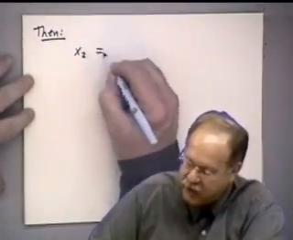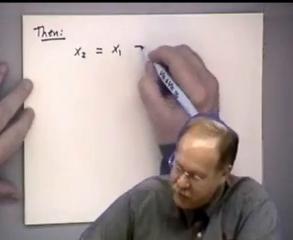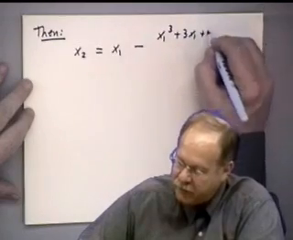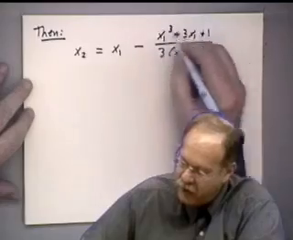Then, how do we get x2? Well, we get x2 from x1. So x2 is x1 minus, and I use Newton's formula, x1 cubed plus 3x1 plus 1, all over 3 times x1 squared plus 1.